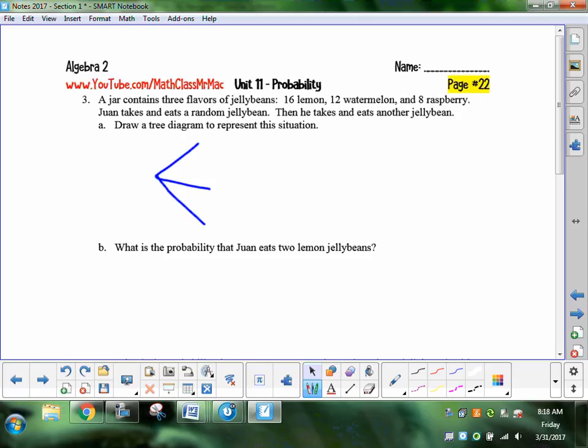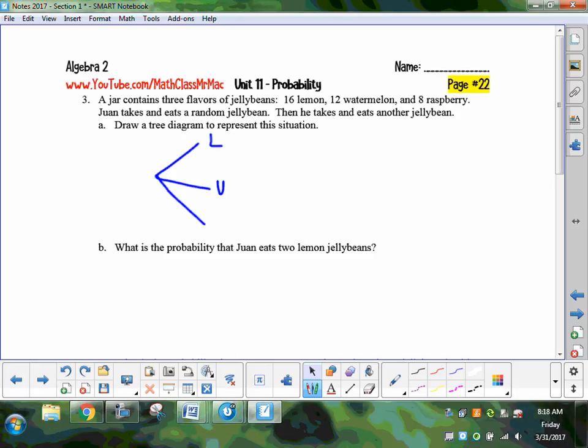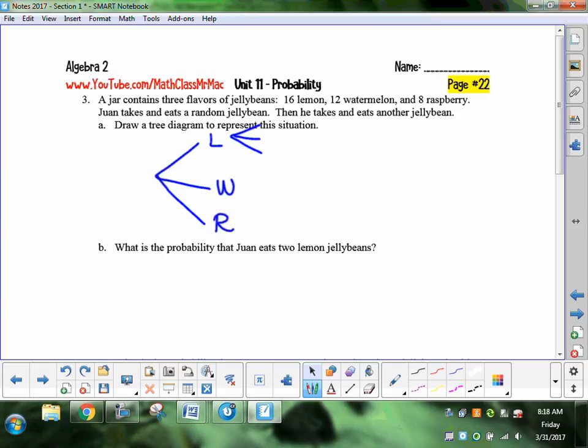And those choices are lemon, watermelon, and raspberry. Now, once I make that initial choice, how many branches are coming off of each of those? 3. So it would be lemon, watermelon, and raspberry on each one. Draw a tree diagram to represent this situation.